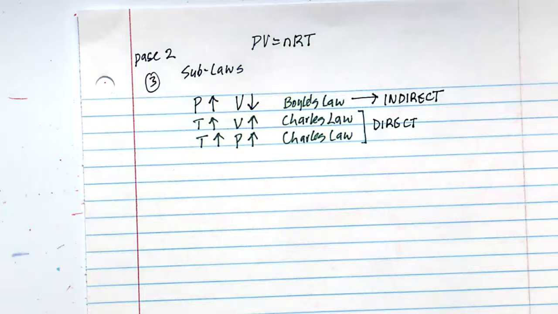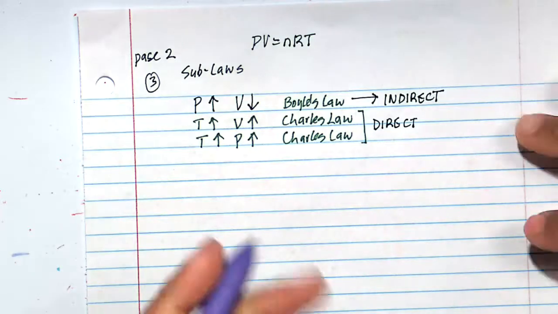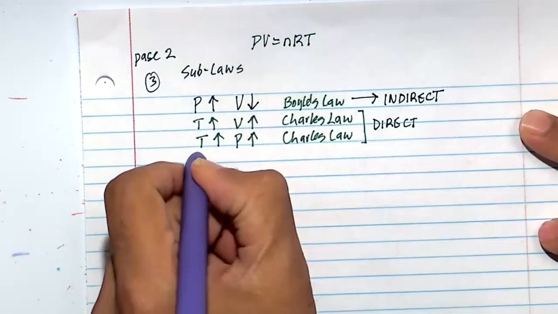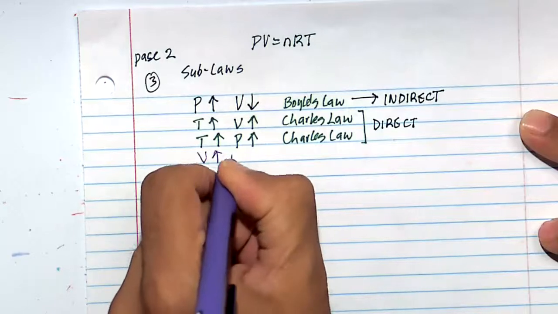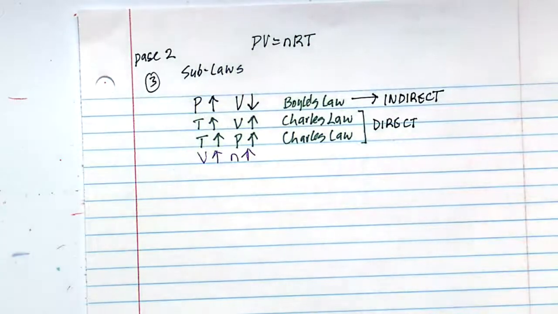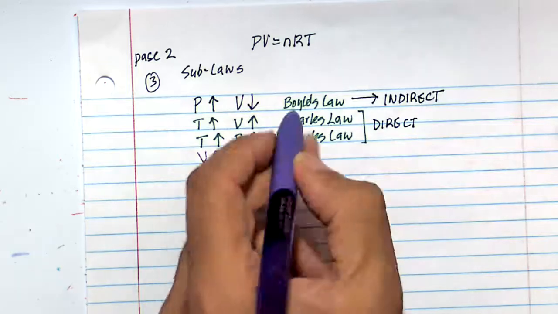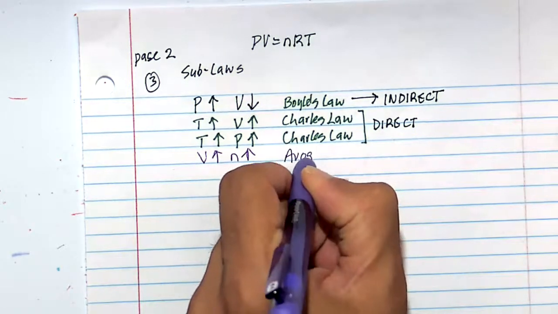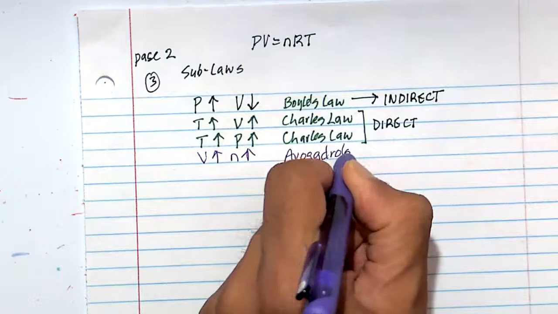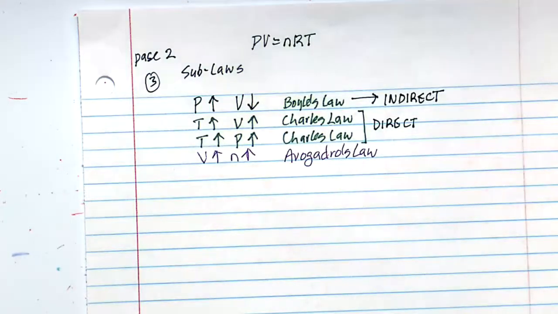And then there's one more. I always tell people: blowing a balloon, inflating a bicycle tire, inflating a basketball. As you increase the number of moles, you increase the volume. And that's Avogadro's, another direct relationship between one and the other. Okay, so just keep those in the back of your mind for the exam.